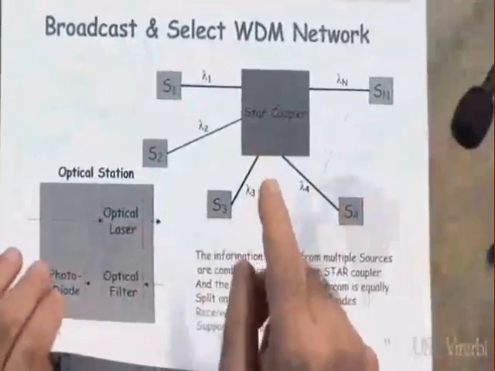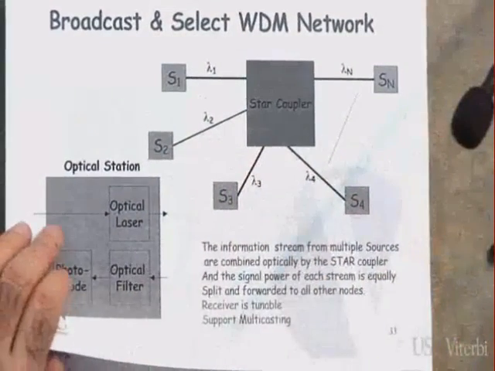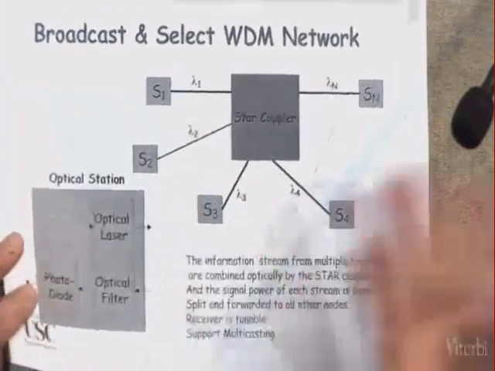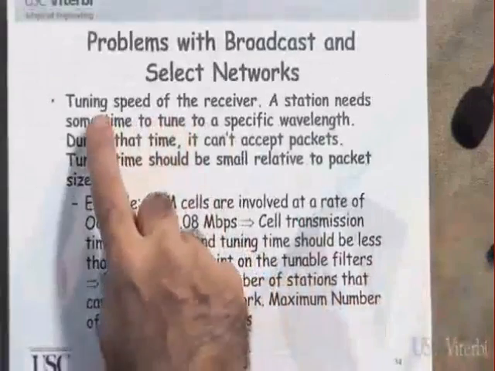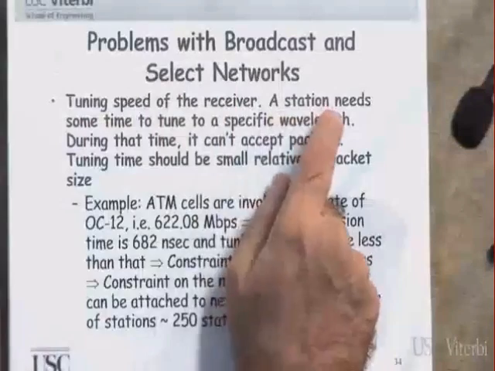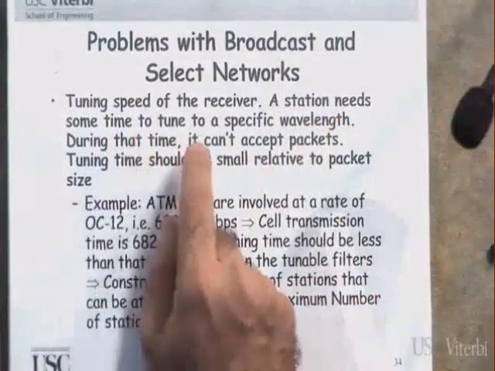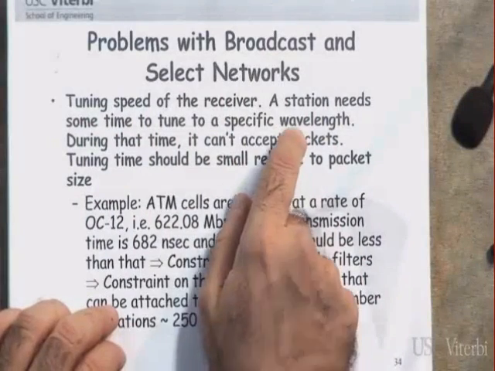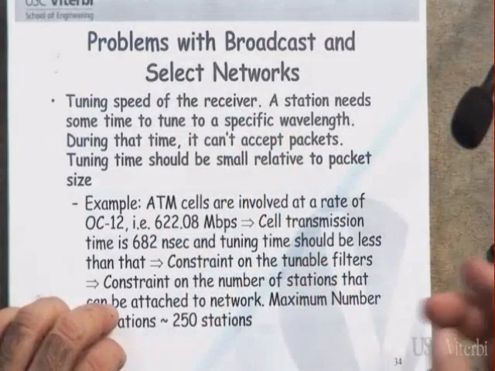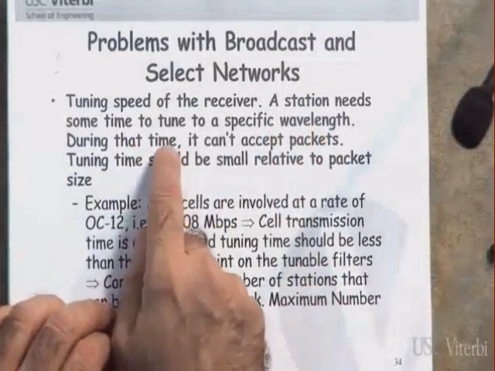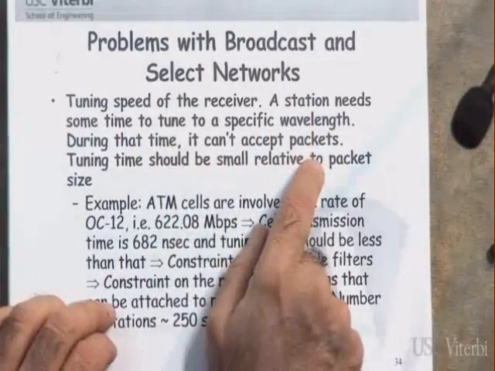Question number 1. Will there be collision? There is no collision. So the collision is not the problem here. So what are the problems? Let's see. Tuning speed at the receiver. A station needs some time to tune to a specific wavelength. When you tune your receiver to a certain wavelength, you need some time. During that time, it cannot accept what?